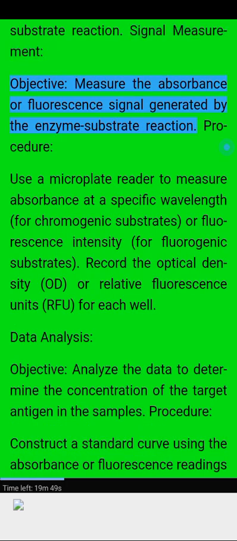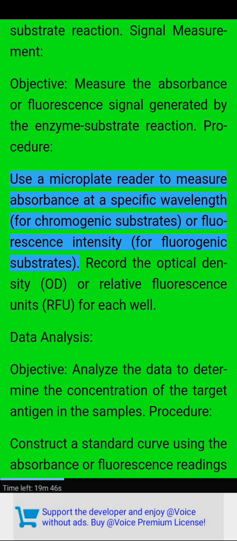Signal measurement. Objective. Measure the absorbance or fluorescence signal generated by the enzyme-substrate reaction. Procedure. Use a microplate reader to measure absorbance at a specific wavelength for chromogenic substrates or fluorescence intensity for fluorogenic substrates. Record the optical density, OD, or relative fluorescence units, RFU, for each well.